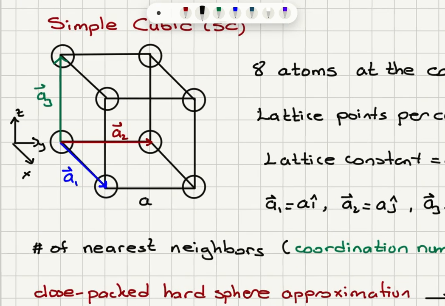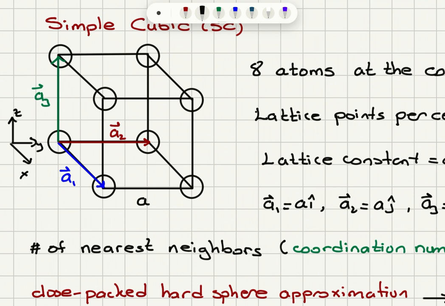Now if we count the number of nearest neighbors, if you look at one of these atoms, for example, let's look at this one. If I start counting, I will see that there is one nearest neighbor here, another nearest neighbor here, and then if I go down an a, I will find another nearest neighbor. But before doing that, let's go to the right an a, so this is number 3. For each of these, 1, 2, and 3, I can also go in the negative direction, where I would find number 4, number 5, and number 6.